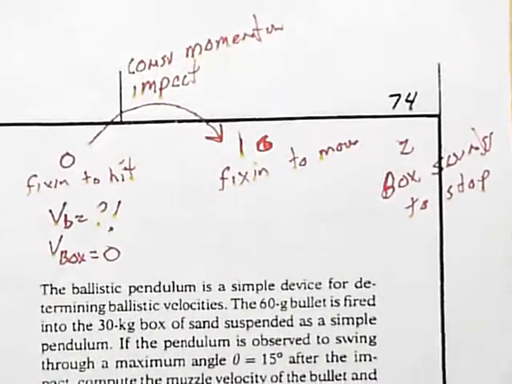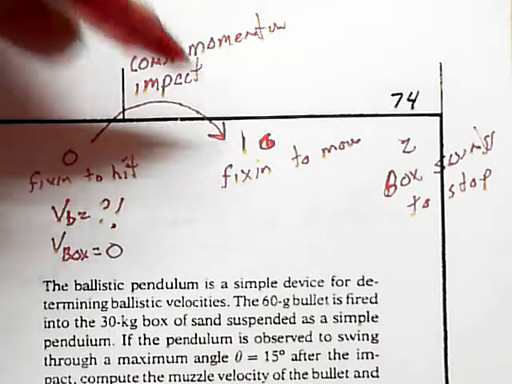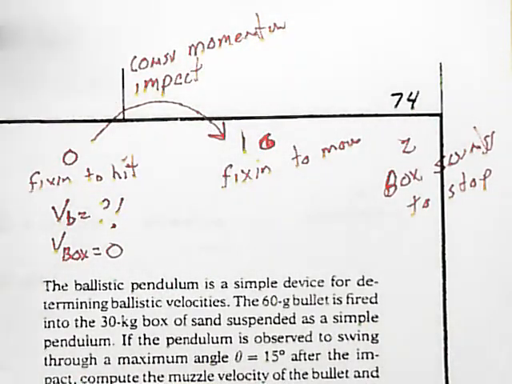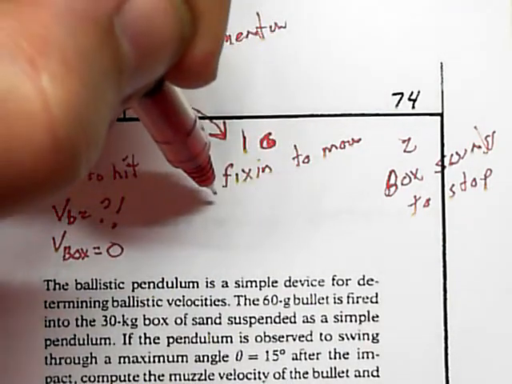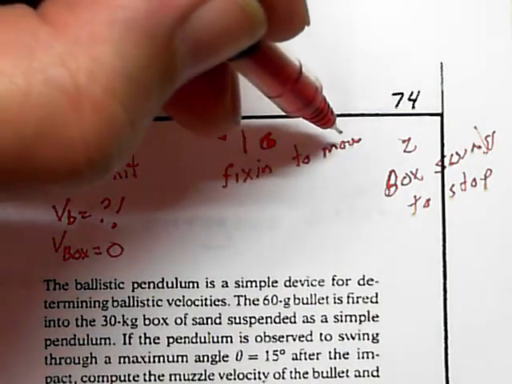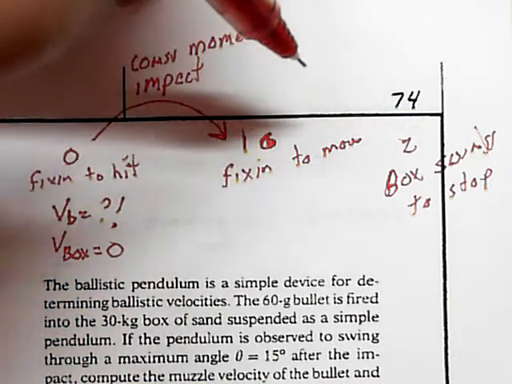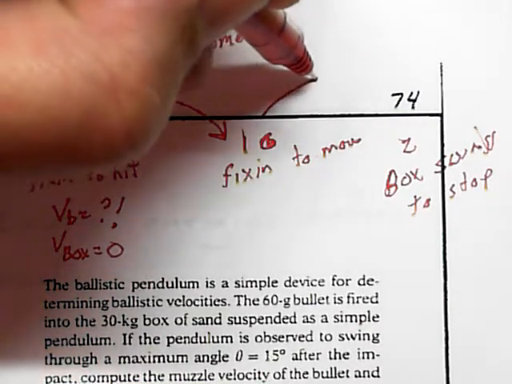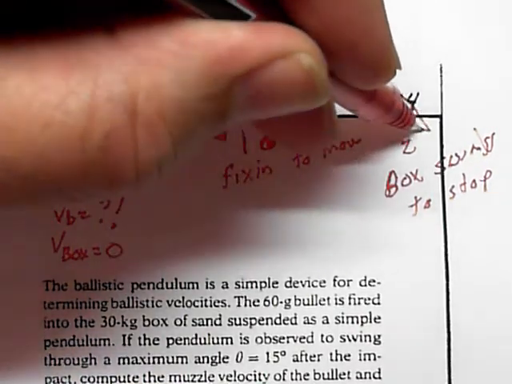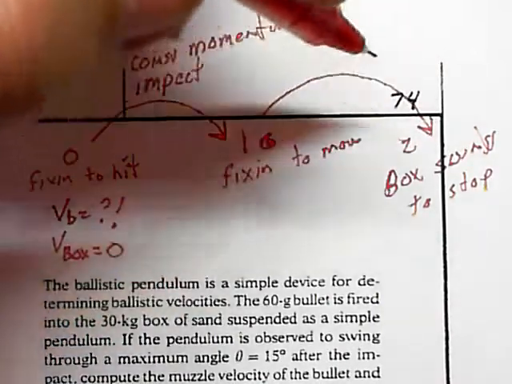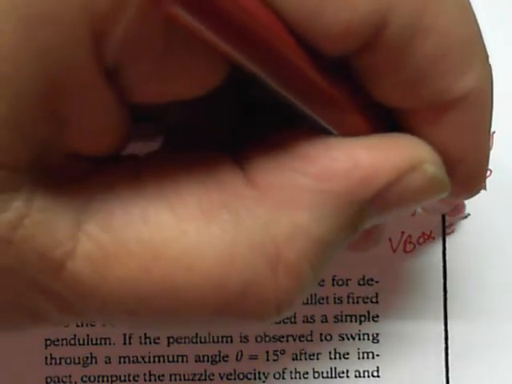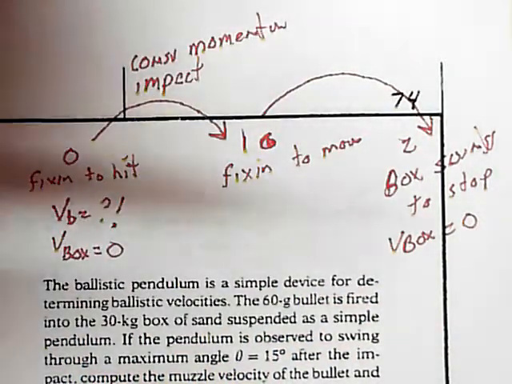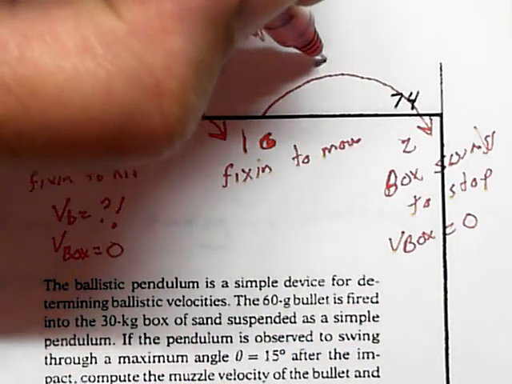Okay, we'll also make the argument that this process is absolutely not conservation of energy. It's conservation of momentum. Then the box has acquired some velocity with the bullet inside of it, but it hasn't moved yet. We will allow the box to move and swing up to a certain height and come to V box equals 0. Okay, and that's going to be an energy problem.